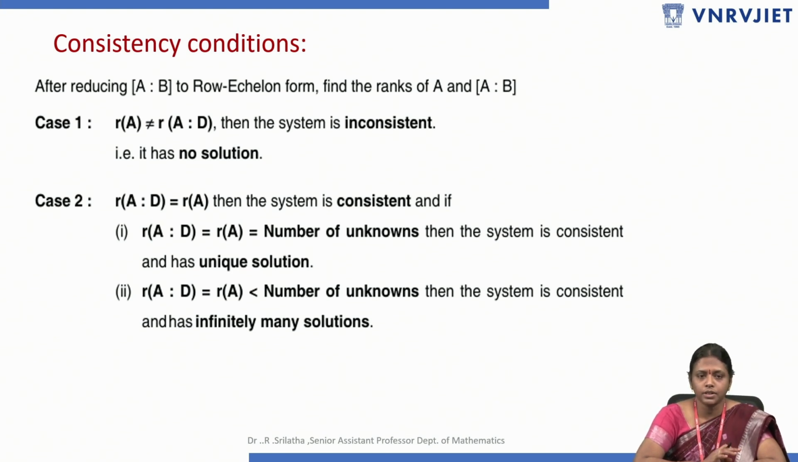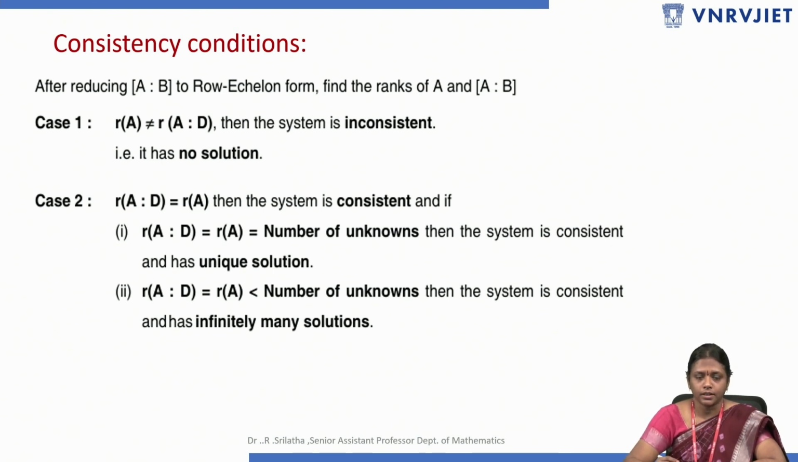Now we need to reduce this augmented matrix into echelon form, as we already know how to find the rank of a matrix by using echelon form. Applying the same procedure, again we convert this augmented matrix into row echelon form. Next we need to find the corresponding ranks, rank of A and rank of the augmented matrix. If rank of A is not equal to rank of the augmented matrix, in that case the system is said to be inconsistent. If the system is inconsistent, it has no solution.